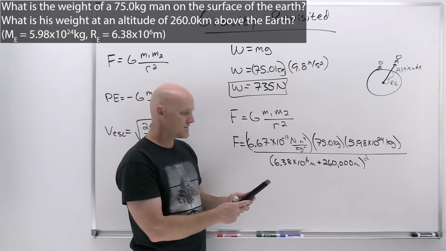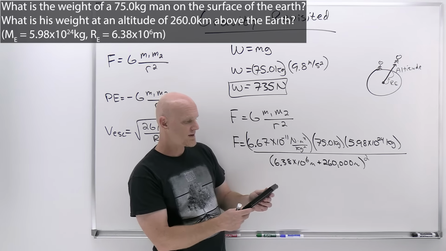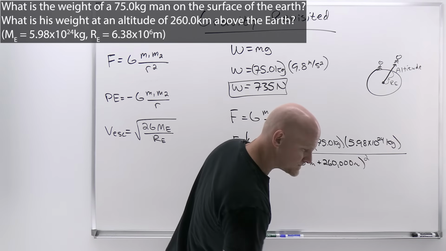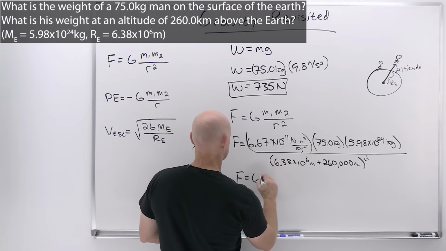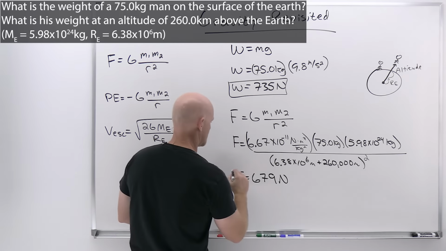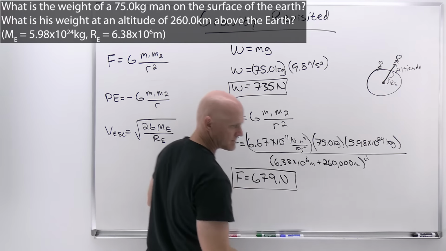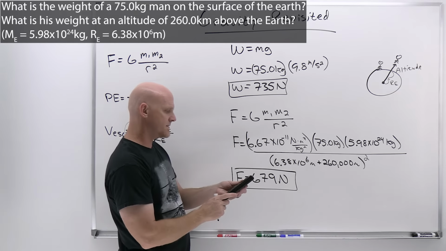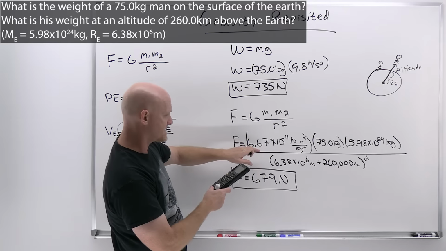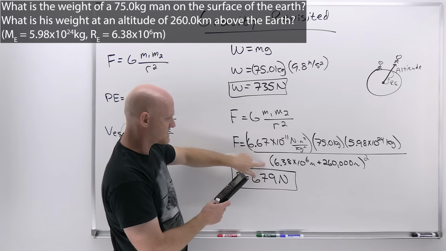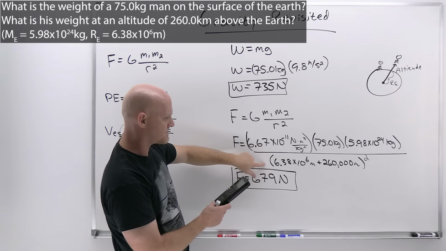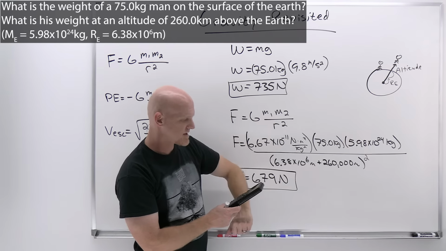And here we're going to get 678.5, which rounds up to 679 newtons. Make sure I've got all those numbers in there. So many plugged in there. So 6.67 times 10 to the negative 11, 75, 5.98 times 10 to the 24th, divided by 6.38 times 10 to the 6th, plus 260,000. Lovely.